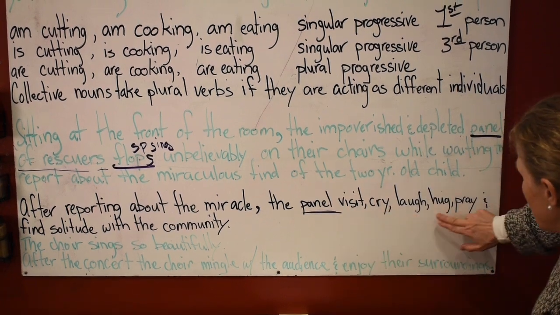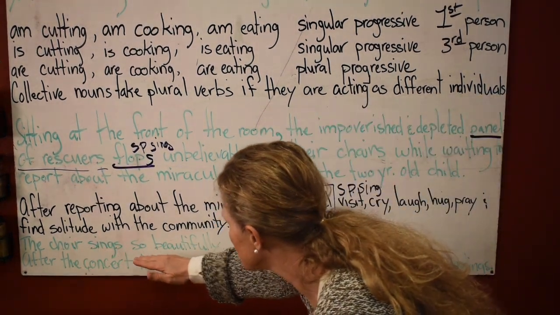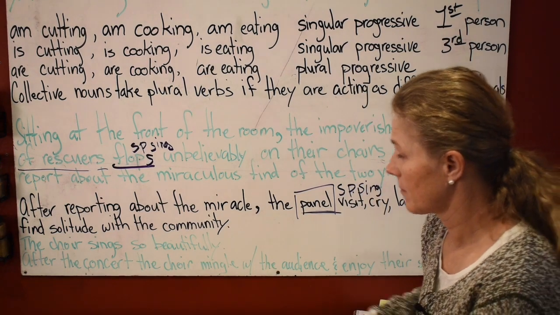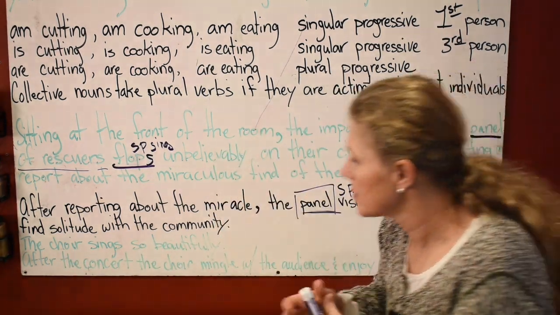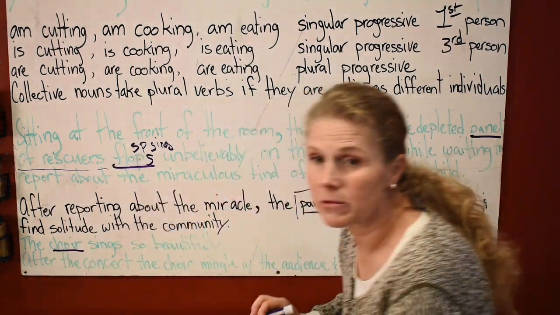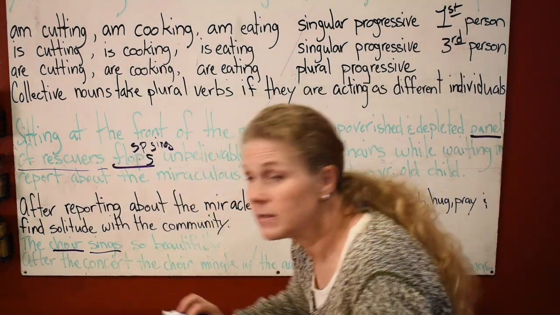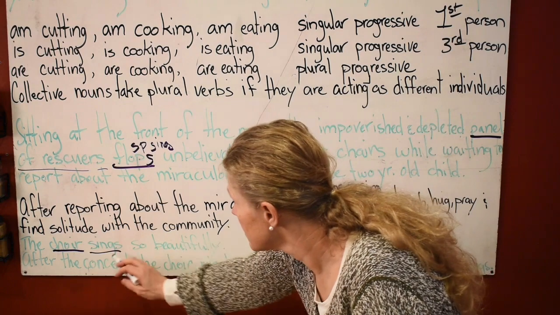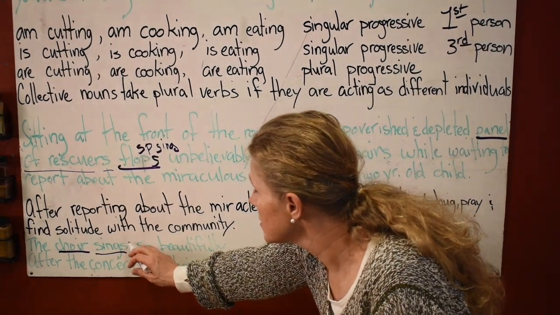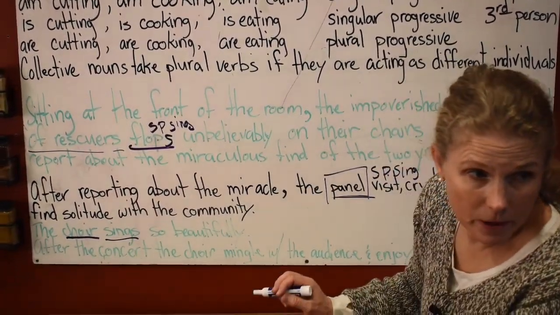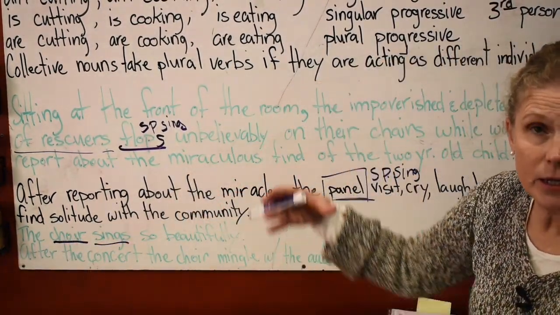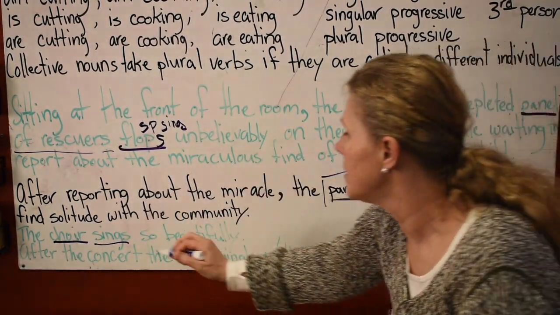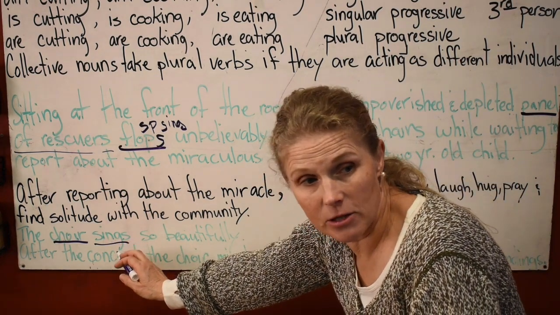These are all plural. The choir sings so beautifully. Is the choir all together singing at once? This is your collective noun. Sings, right here, is your singular verb. When it's acting as one group, as a unison, then it's going to take the singular.